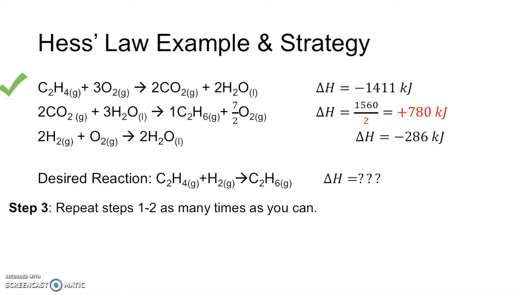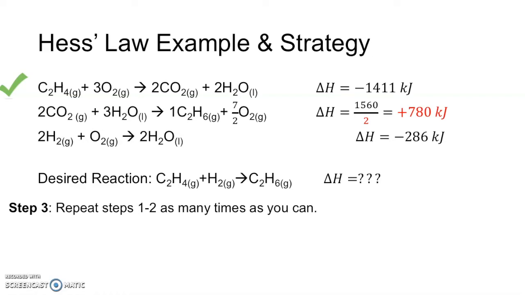If you see what happened, I'll talk about it really slowly here. Notice first of all that we flipped the reaction around so that the C2H6 went on the right side of the arrow, just like in the desired reaction. Also, we divided the whole equation by 2 so that the coefficient became 1 in front of the C2H6. So we flipped the reaction, which caused the enthalpy change to switch signs. That's why the enthalpy change is positive.